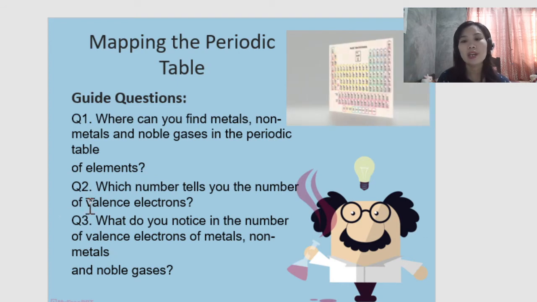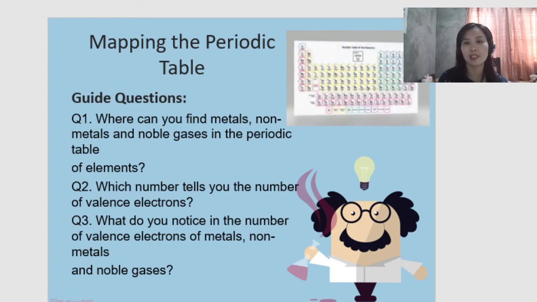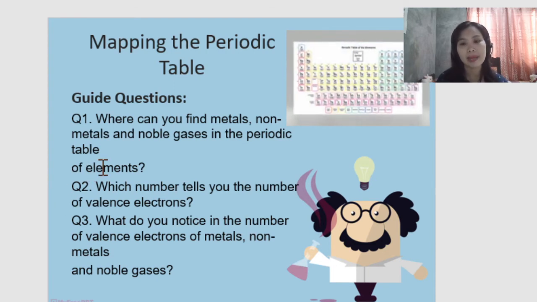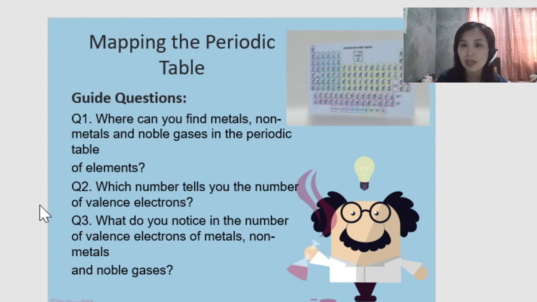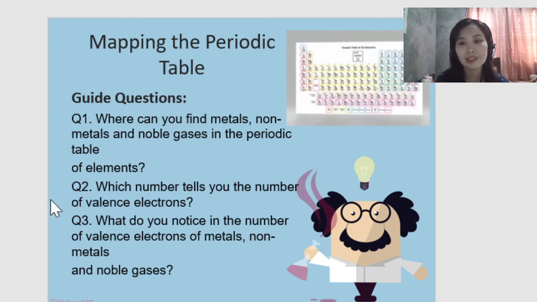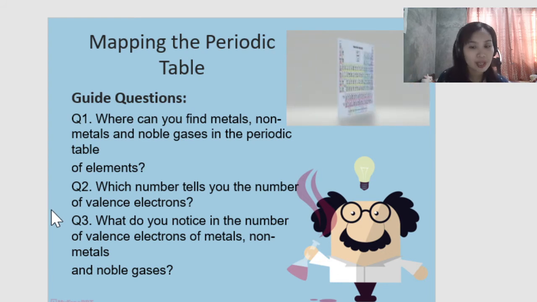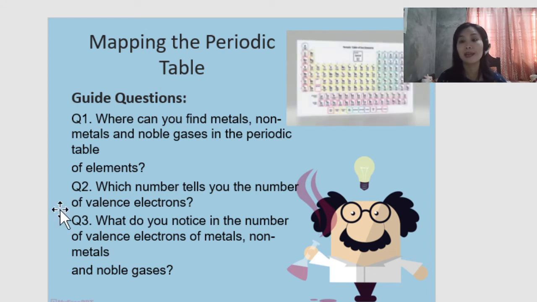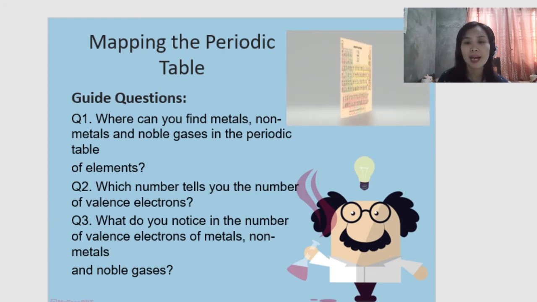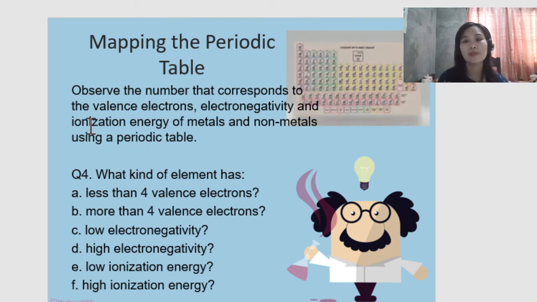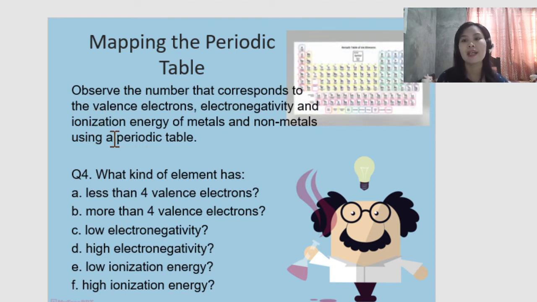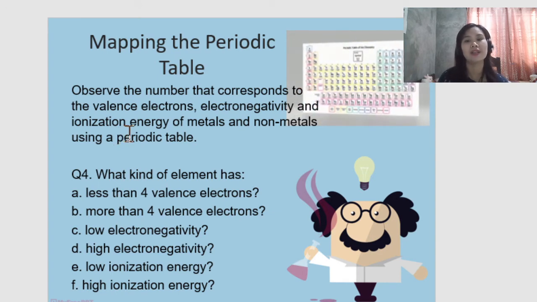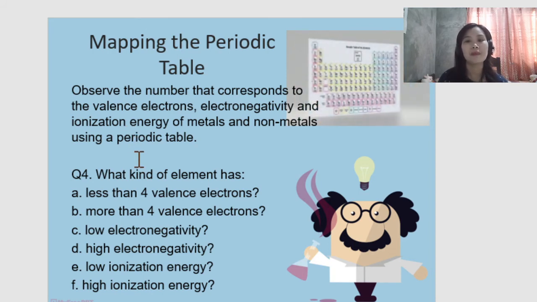Then, guide questions. An activity cannot be written without guide questions. Number 1, where can you find metals, non-metals, and noble gases in the periodic table? Number 2, which number tells you the number of valence electrons? Number 3, what do you notice in the number of valence electrons of metals, non-metals, and noble gases? For number 4, you have to observe the numbers that correspond to the valence electrons, electronegativity, and ionization energy of metals and non-metals using a periodic table.